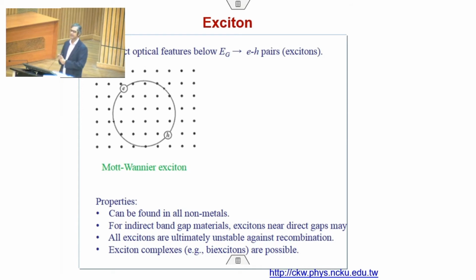To discuss further, there are different types of exciton. What we are discussing is the Mott-Wannier type of exciton, in which the electron-hole pair can remain together, and they can be found in all non-metals like semiconductors or dielectrics. For indirect band gap materials, excitons near the direct gap may actually exist. All excitons are ultimately unstable against recombination. They can recombine, and exciton complexes are possible, like 2 or 3 excitons coming together to form a complex.